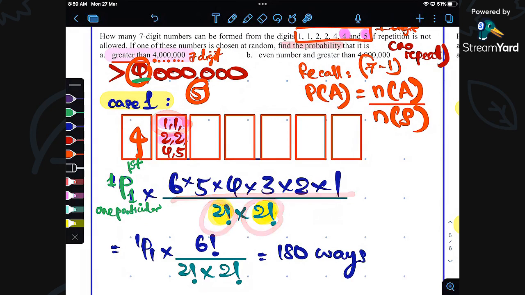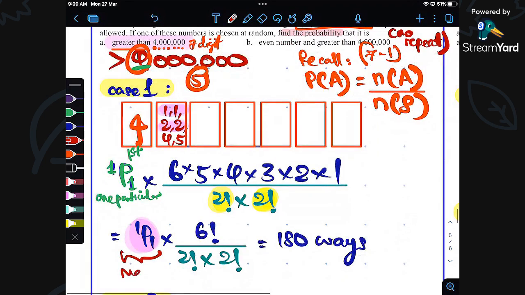That's why I divide 6 factorial by 2 factorial times 2 factorial, then you will get 180 ways. This is case number 1, not yet finished. Okay, just make sure you must put 1P1 in the first part here. Mesti di sini, mesti tulis 1P1.